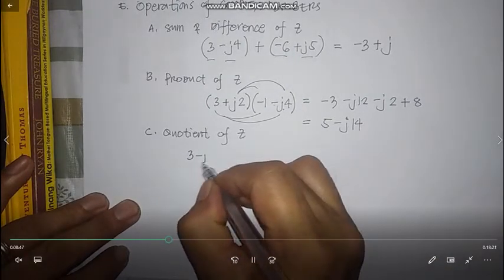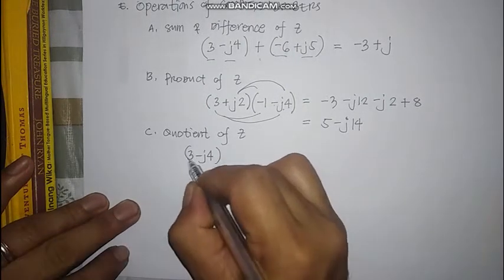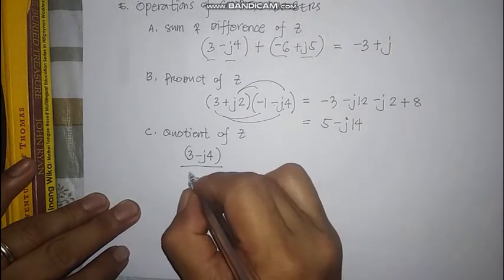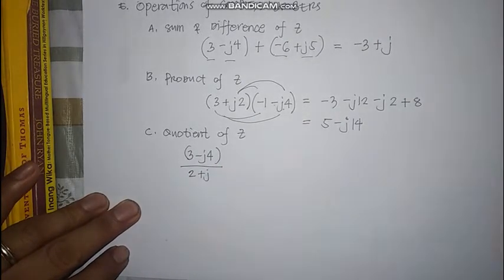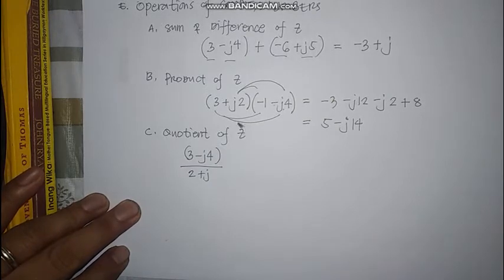Okay, let's try to solve the quotient of 3 minus j4 all over 2 plus j. So how are we going to do that?